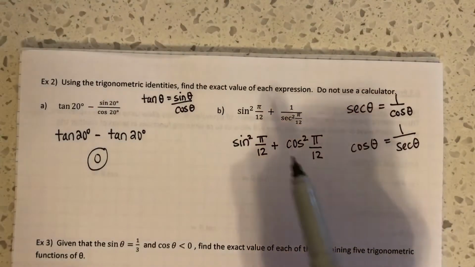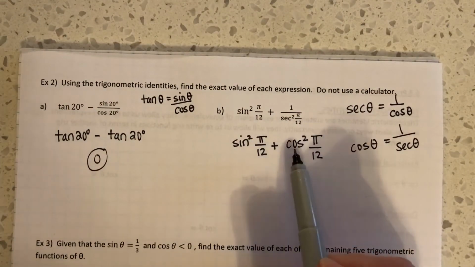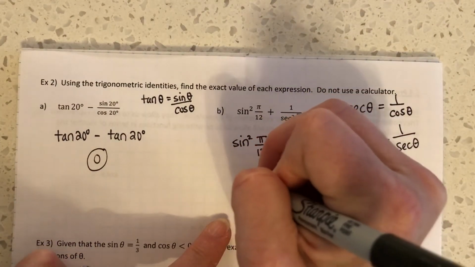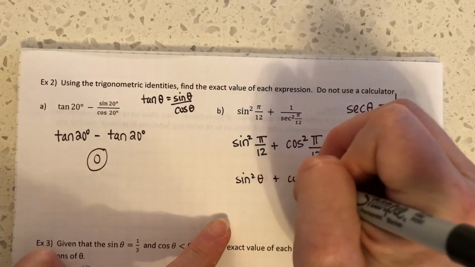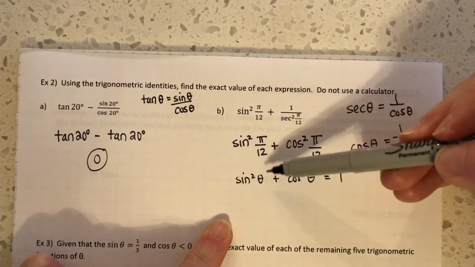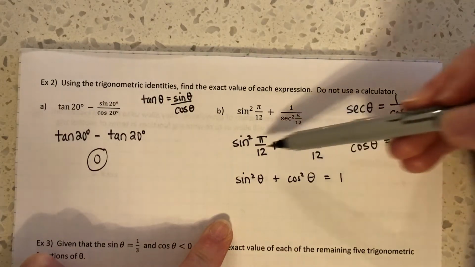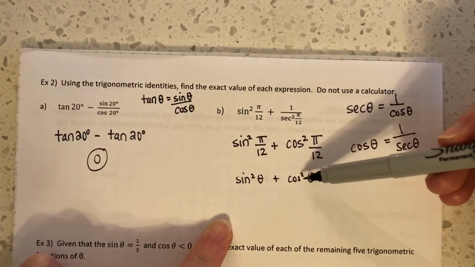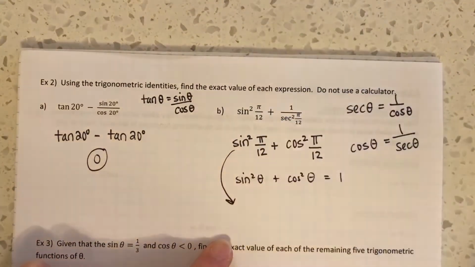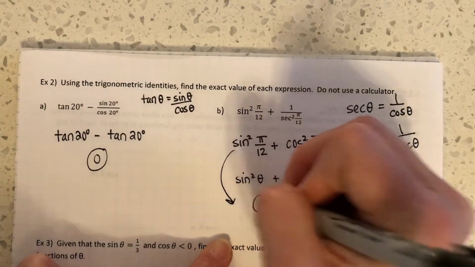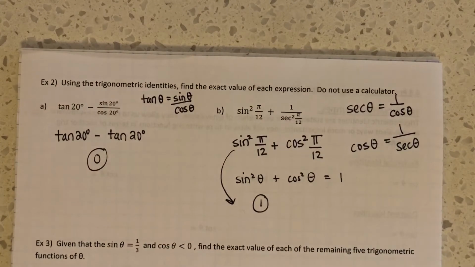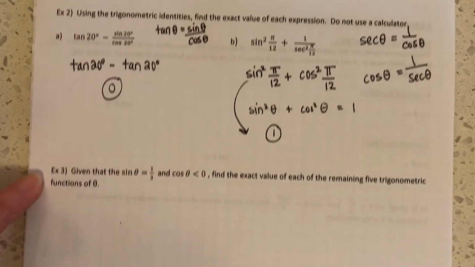And now look, you have a sine squared pi over 12 plus a cosine squared pi over 12. That's literally the Pythagorean identity. That's the mom and dad. Sine squared theta plus cosine squared theta equals 1. So you have sine squared pi over 12 plus cosine squared pi over 12, and the order doesn't matter. So cosine squared theta plus sine squared theta is still going to be 1. So that means that this is literally going to add up to 1. It is the Pythagorean identity itself. Okay? All right. Now let's look at these ones.